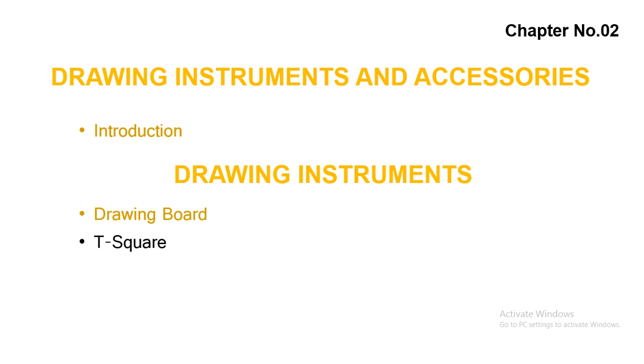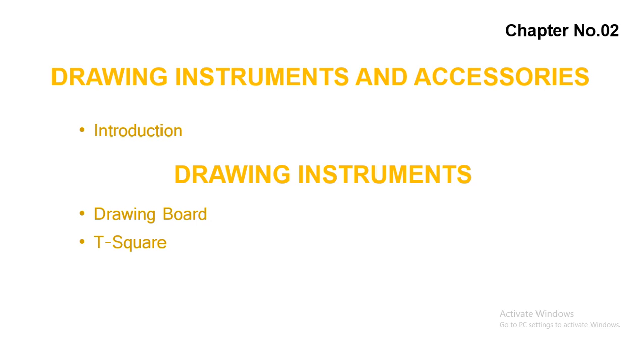Horizontal lines are drawn on the drawing sheet using the T-square. For this purpose, the head of the T-square is held and pressed firmly to the left side of the drawing board and moved up and down, and where needed the line is drawn. It should not be used for vertical lines.